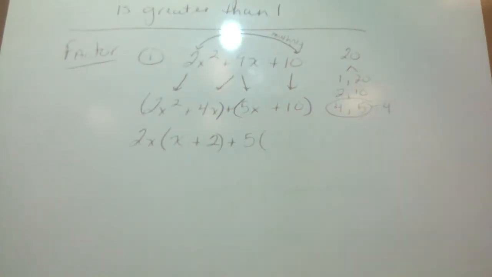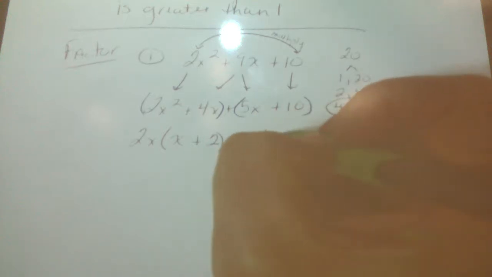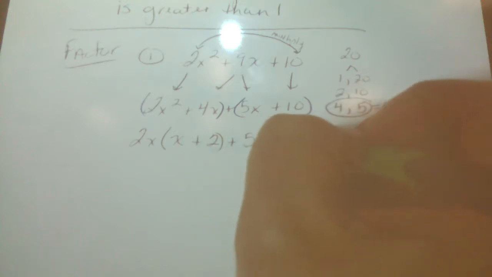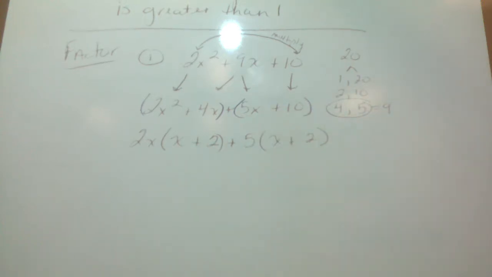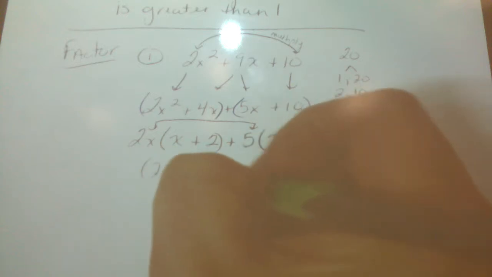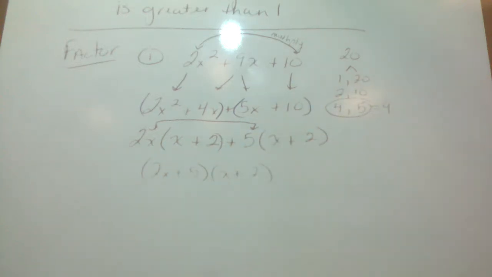Let's take a look at the second set of parentheses. I've got a 5. That's the GCF. When I take out the 5, I'm left with 5 divided by 5 is 1. The x comes down. 10 divided by 5 is 2. Remember with grouping, once you take out that GCF, you're looking to make sure that those parentheses are the same, which they are. So that means my next step is to group those two together. So 2x plus 5 and x plus 2.